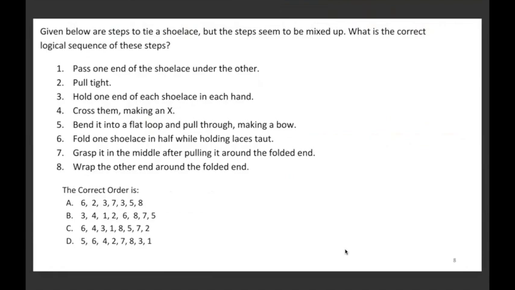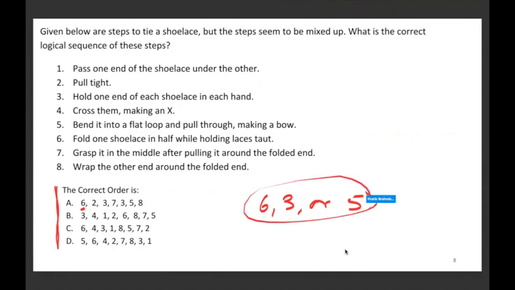Given below are steps to tie a shoelace, but the steps seem to be mixed up. What is the correct logical sequence of these steps? I'm not reading the steps, but we'll directly jump into the options here. From the options, we know that the first step either has to be 6, 3, or 5. Of all of them, the first step has to be either of these 3 options. Third one says hold one end of shoelace in each hand. Fifth one says bend it into a flat loop and pull together to make a bow. That happens towards the end actually, so we'll drop 5.